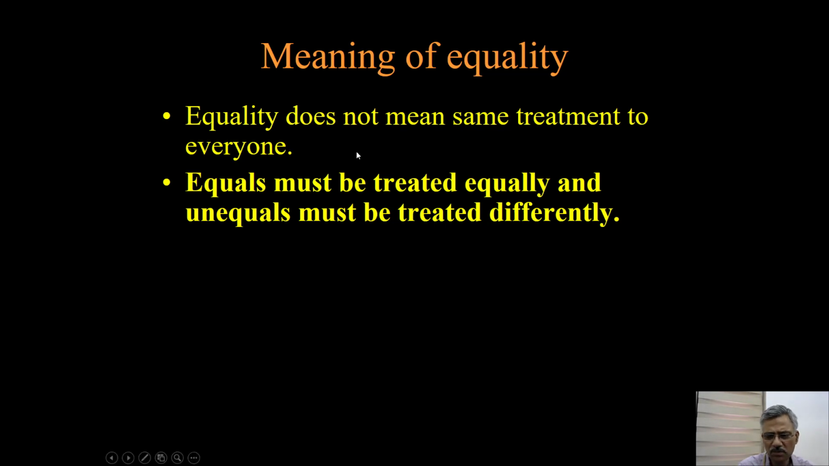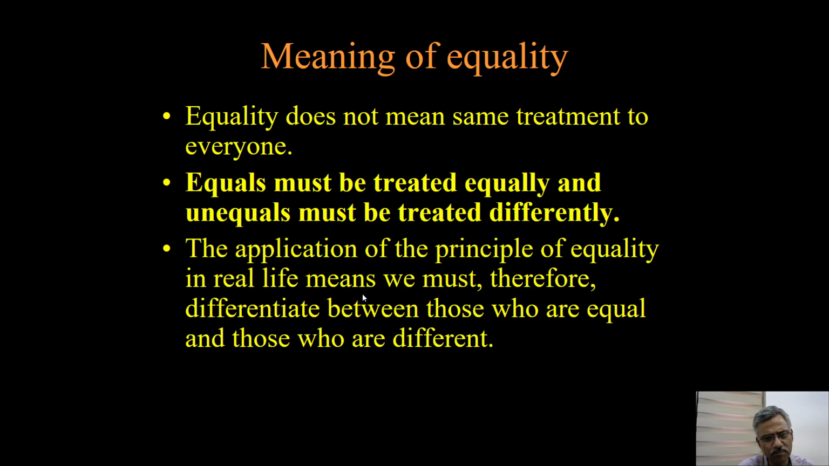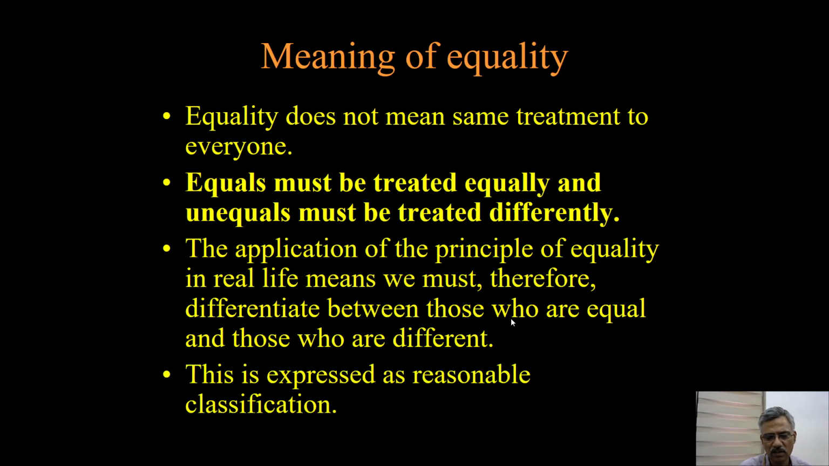So when the matters have gone to the court interpreting Article 14 and the meaning of equality, what has emanated over the years is that people are different and they have to be treated differently. You can't treat everybody the same. Now, the application of the principle of equality in real life means we must differentiate between those who are equal and those who are different. So, reasonable classification in laws has been held as valid.